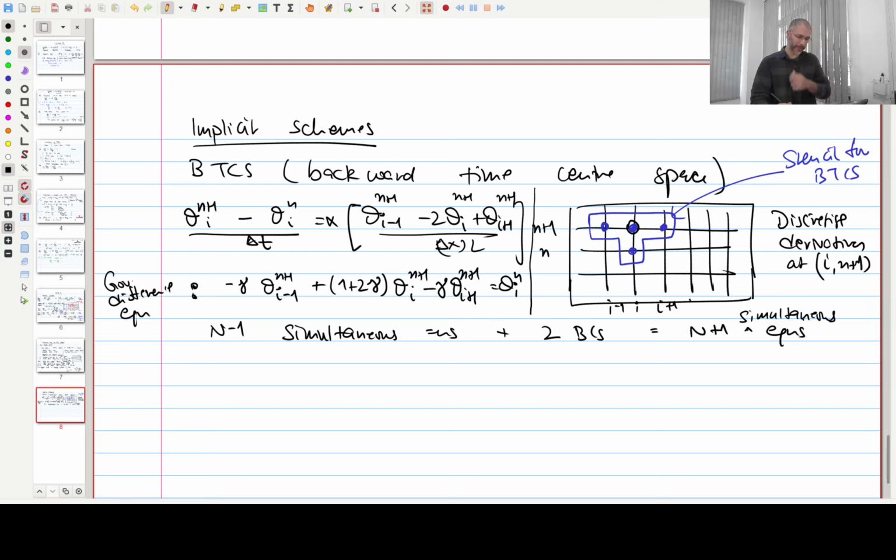So we have a total of n minus 1 simultaneous equations, that is coupled linear equations, and then we have 2 boundary conditions. So that gives us a total of n plus 1 simultaneous equations. What I mean by simultaneous is that you have a linear system.